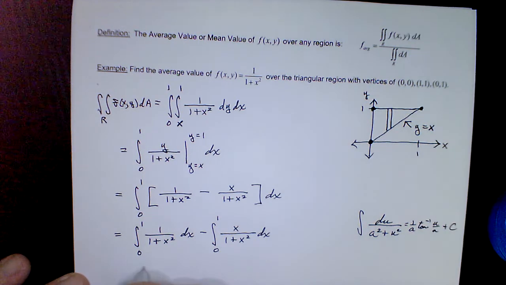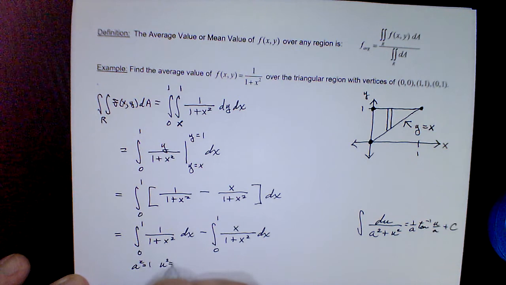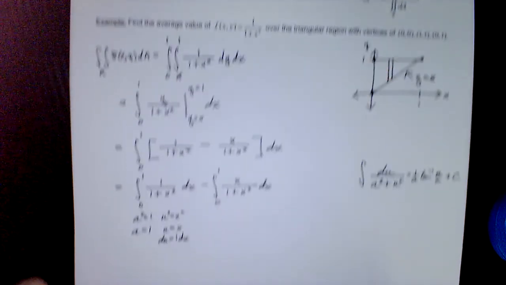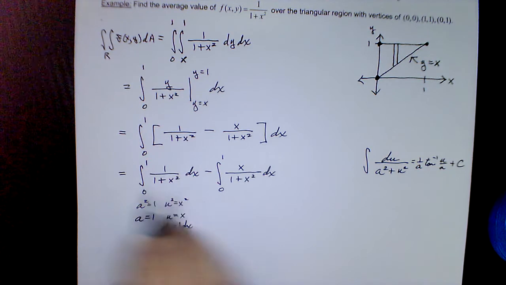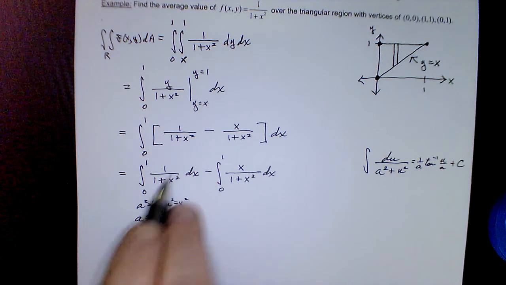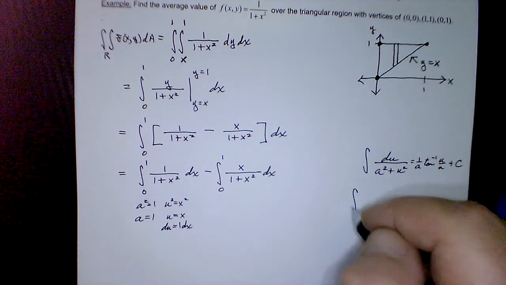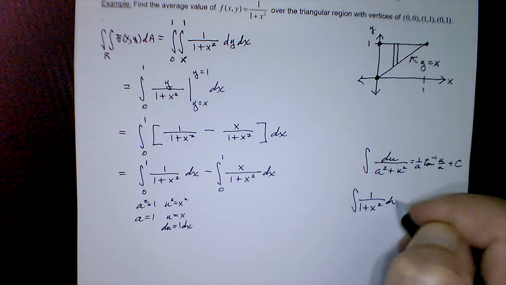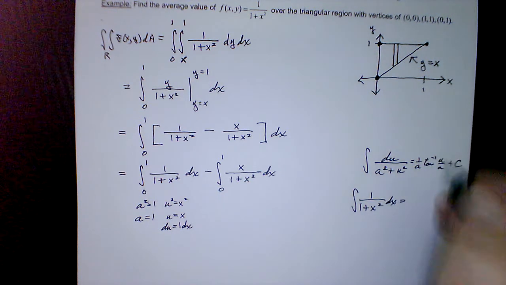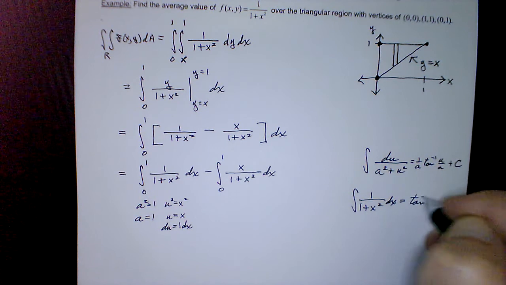I mean, if you wanted to show it formally, a squared is 1, u squared is x squared, so a is 1 and u is x. Your du would just be 1 dx. Kind of silly to make a u substitution on that. And that's something, as I told you in Calculus 2, you might even want to remember the basic integral for 1 over 1 plus x squared. Since a is 1 and u is x, that's just the inverse tangent of x.